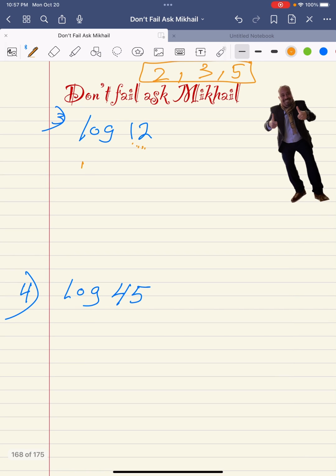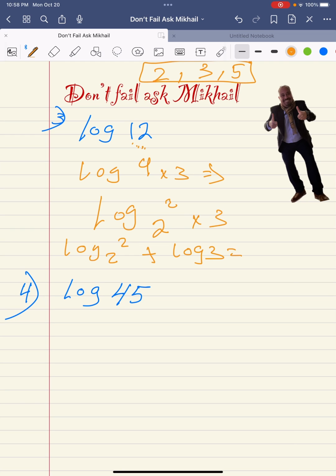Excellent. Someone is saying that is log 4 times 3. And what do you know about log 4? That is log 2 squared times 3. And that will equal, using the first rule, log 2 squared plus log 3. And that will make it, using rule number 3, 2 log 2 plus log 3. Then you substitute.